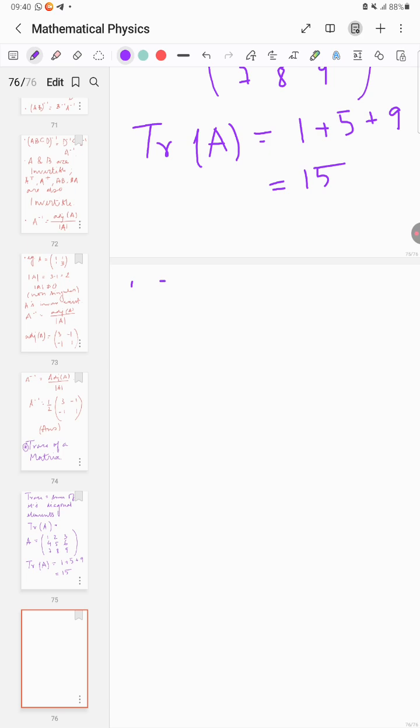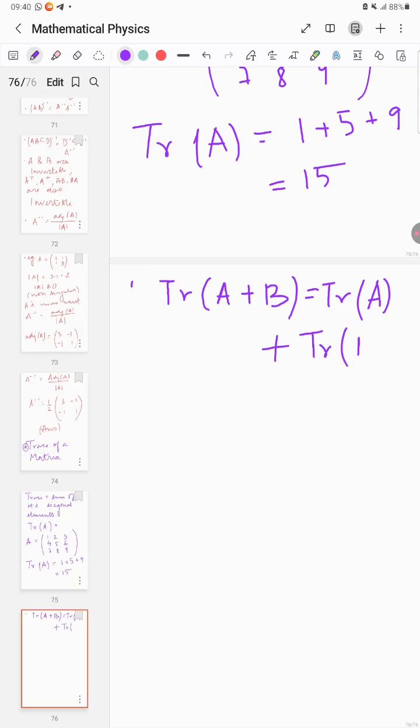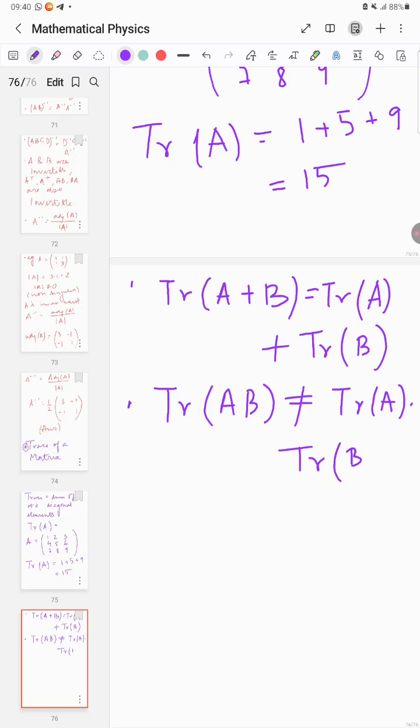Property number 1 says that trace of A plus B will be equal to trace of A plus trace of B. Property number 2 says that trace of AB can never be equal to trace of A into trace of B. But property number 3 says that trace of AB will be equal to trace of BA.